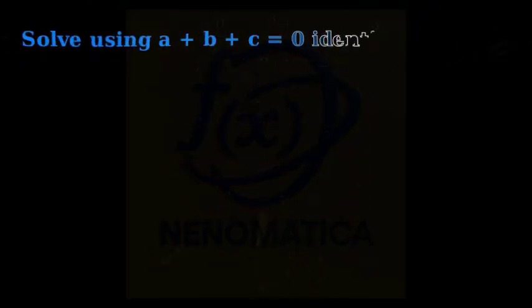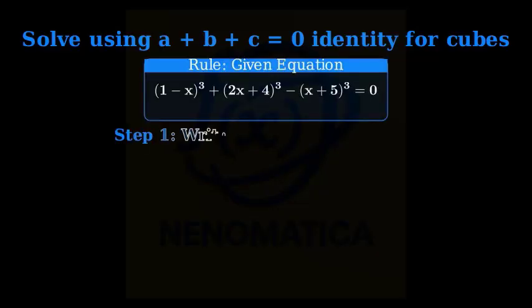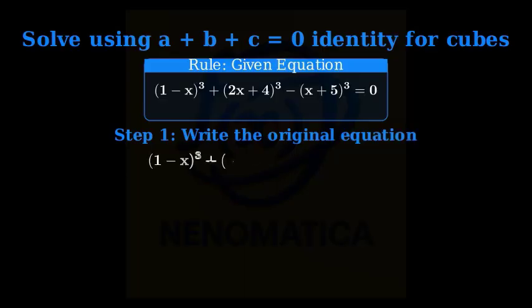We are going to solve this equation using a powerful identity for sums of cubes. The problem is (1 minus x) cubed plus (2x plus 4) cubed minus (x plus 5) cubed equals 0. We'll rewrite it, check a special condition, and then factor it to find all solutions.